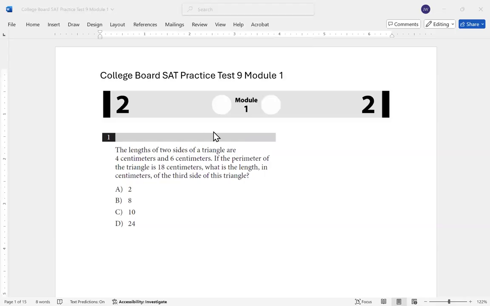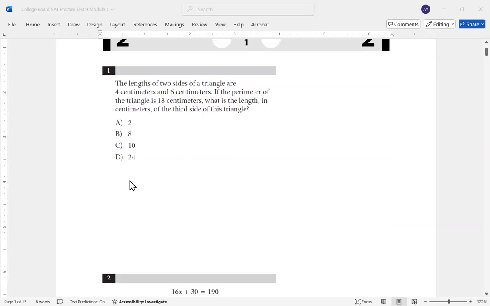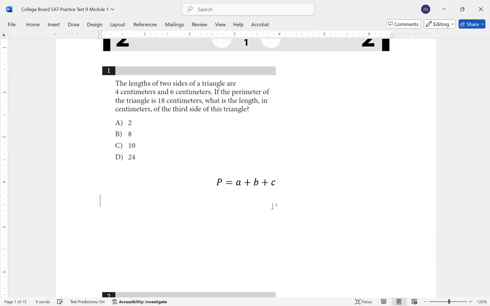So test 9, module 1. Question 1. The lengths of 2 sides of a triangle are 4 centimeters and 6 centimeters. If the perimeter of the triangle is 18 centimeters, what is the length in centimeters of the third side of the triangle? So perimeter of a triangle is all of the sides added up. So A plus B plus C, where those are the sides. We know the perimeter is 18 centimeters. We know one side, we'll call it A, is 4 centimeters, and another side, we'll call it B, is 6 centimeters. And so we're asked to find C.